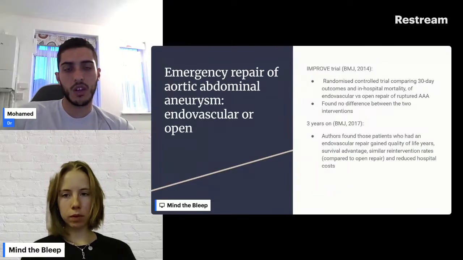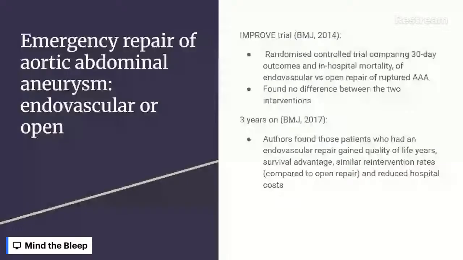Fine. And then the actual procedure that takes place is a repair of the aortic aneurysm. Now, there's two main ways this can be done: either an endovascular approach or an open repair. And previously, the old data showed that there wasn't much difference, no significant difference between either approach.